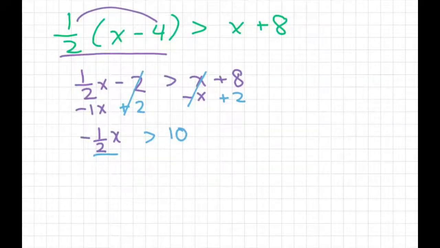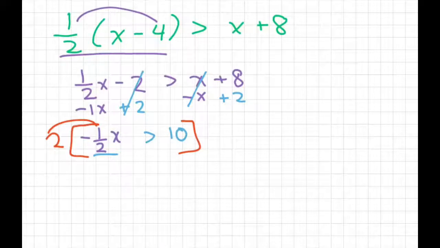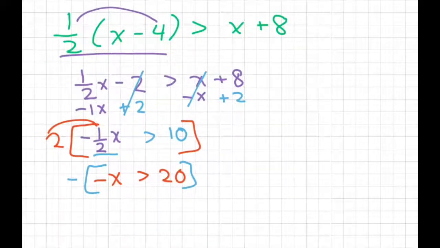Now what we're going to do is multiply everything through by 2. So 2 times negative 1/2 is just negative 1, and 2 times 10 is 20. Now we want to solve for x, not negative x. So let's go ahead and multiply everything through by negative 1. Negative times a negative is positive. But when you multiply by a negative, you have to flip that sign. And then we have negative 20, because you're just multiplying it through.